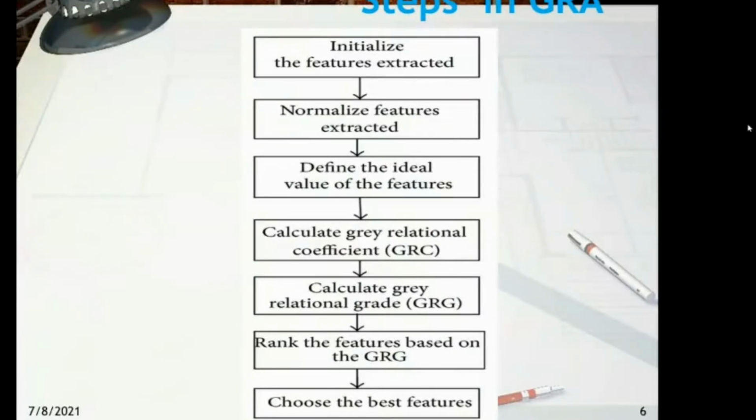Okay, now what are the steps involved in the gray analysis? These are not universal steps, you can modify them according to your wish. The first one is to initialize the features, either getting information from experiments or from any other source. Then we normalize the features. I'll explain the need for normalization while explaining one of the problems. Then define the ideal conditions, the ideal values, and then calculate the gray relation coefficient. Next we calculate the gray relation grade. Once you have the gray relation grade, we rank the features based on it. The one with the first rank is chosen as the best feature. So these are the steps involved.